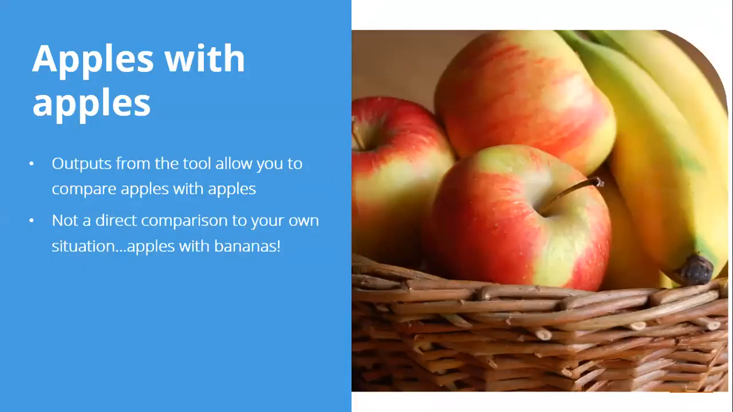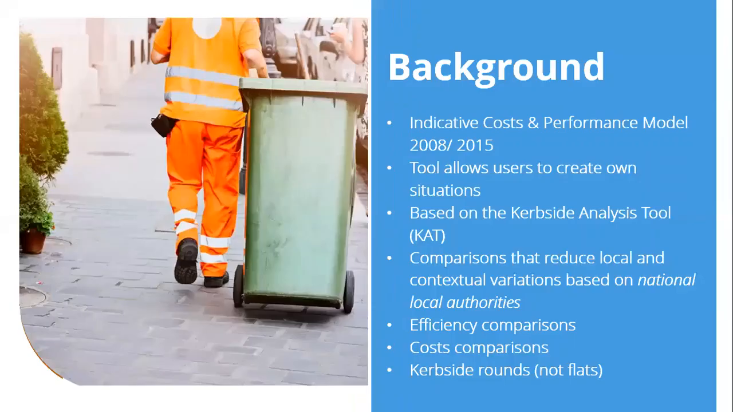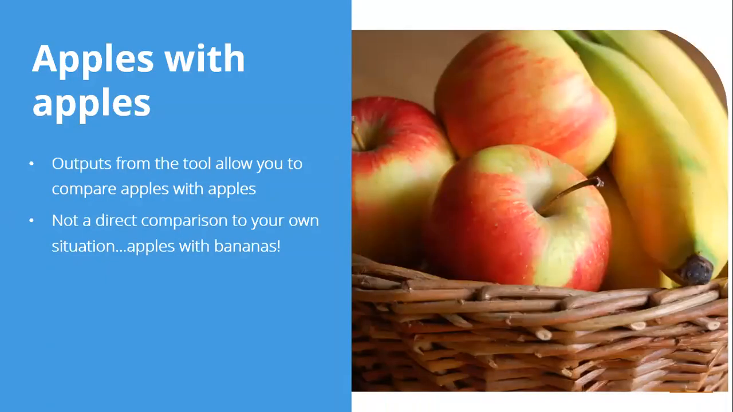So I mentioned that we need to be comparing apples with apples and not apples with bananas. You have to be really careful with this. When you're looking in the tool, you will be generating results from notional authorities that are similar to your situation, but not absolutely your own authority. Whoops, the slide just jumped on there. Don't know how it did that. Sorry about that. So just be careful. But as we run through it, we'll explain that to you in more detail.